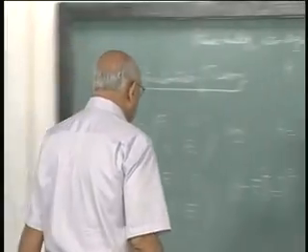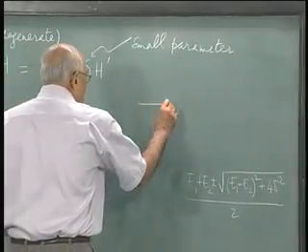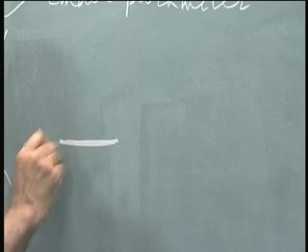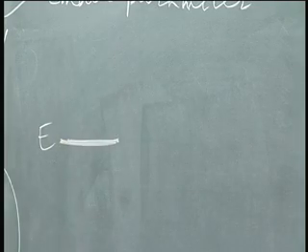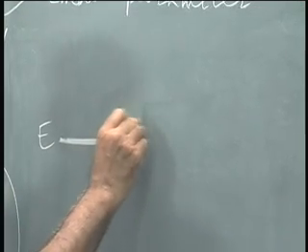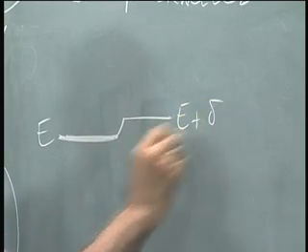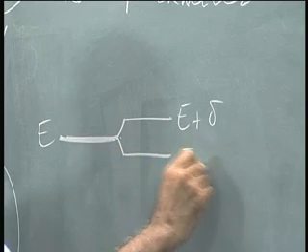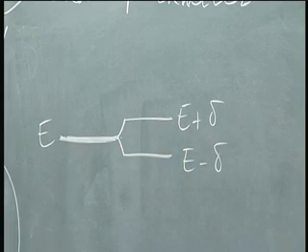It is correct to all orders in delta. So this big infinite series just collapsed and you just got a plus and a minus. Incidentally, that again illustrates a general principle. We had a degenerate level here at E. I switched on this off-diagonal perturbation and it split into two. There was an E plus delta and an E minus delta, taking delta to be positive.